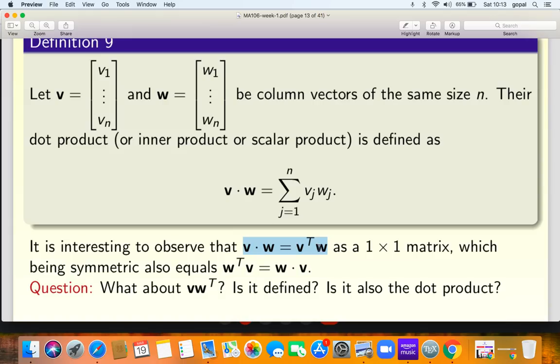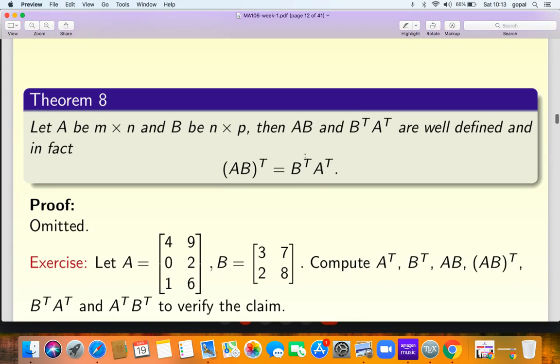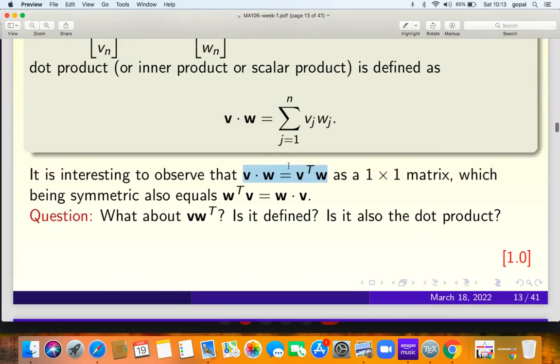So V transpose W is a 1 cross 1 matrix and I take its transpose. But when I take its transpose using the basic rule, I get W transpose V. But I know that they're equal because they're both 1 cross 1 matrices. So V transpose W equals W transpose V. In other words, the dot product is commutative. The dot product of two vectors is commutative.